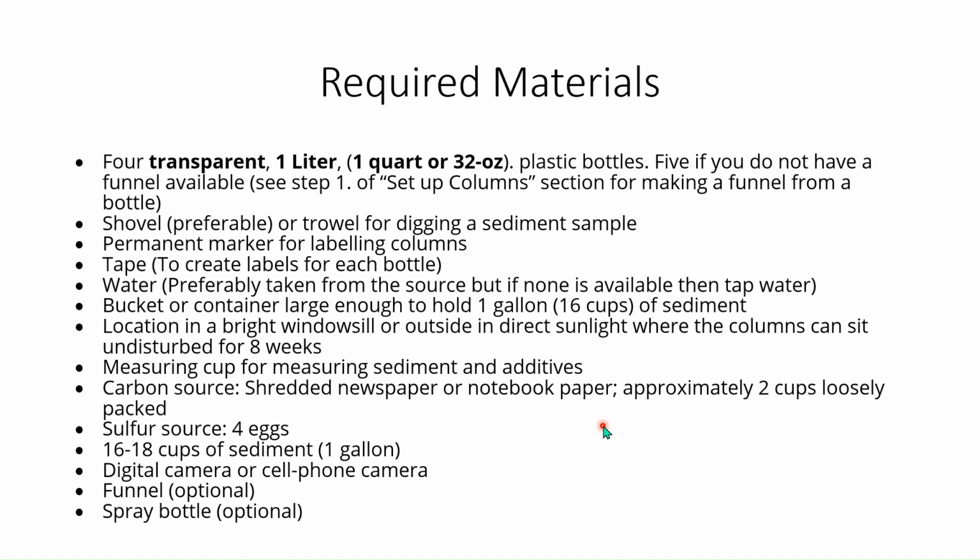So if you crinkle up the notebook paper or newspaper into a cup and it's kind of loosely packed in there, that's about how much carbon you need. So make sure you measure before you cut your newspaper. The sulfur source is going to be eggs. You'll need 4 eggs. Specifically, you'll be using the egg yolks. And again, about 16 to 18 cups of sediment, or about 1 gallon.